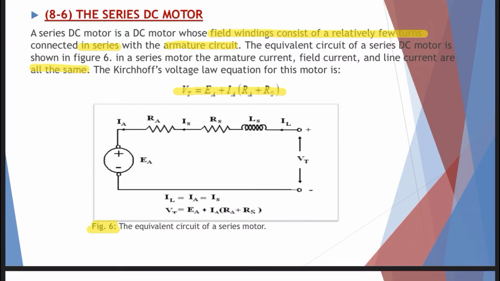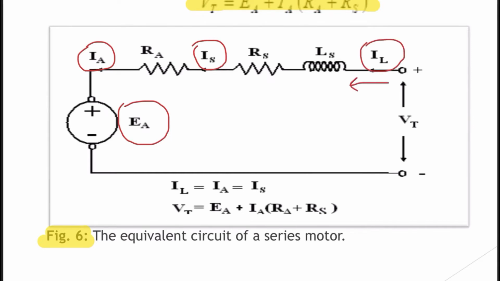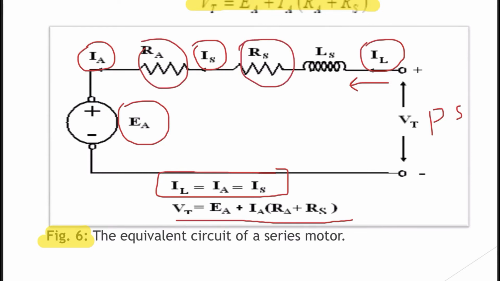This is what, guys, here, just zoom in. As you can see, this is the armature voltage, this is IA, IS and IL. So the current goes from the power supply. We'll start from the power supply. Here, as you can see, IL equals IS equals IA. And Vt will equal EA plus IA multiplied by RA plus RS in series. This is the equivalent circuit for this type.